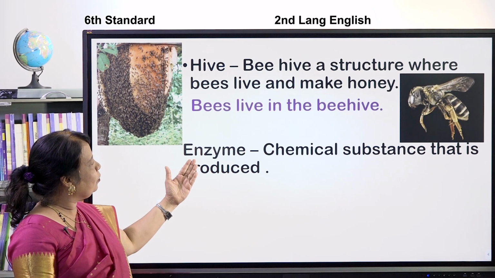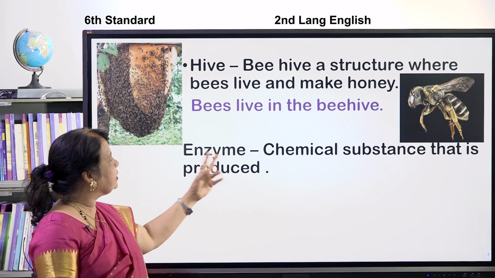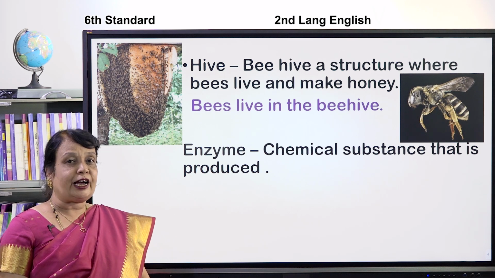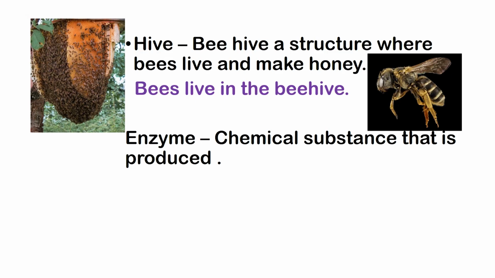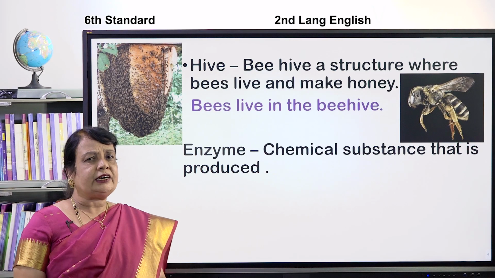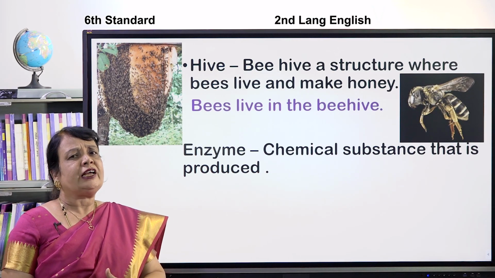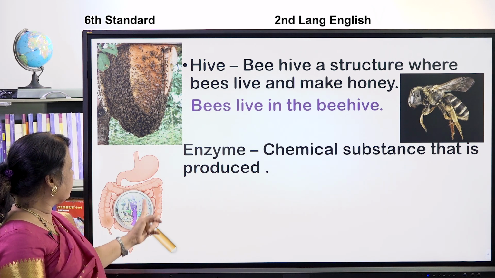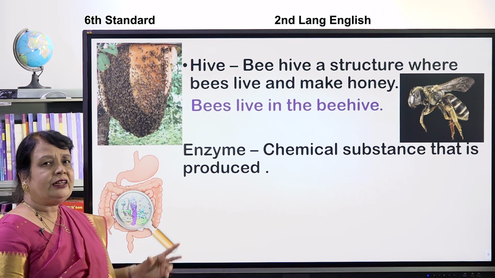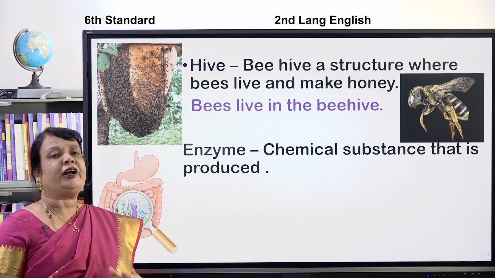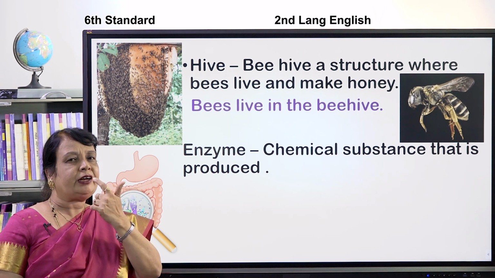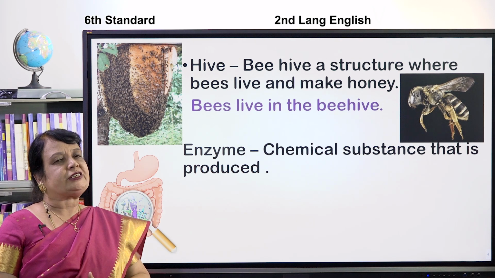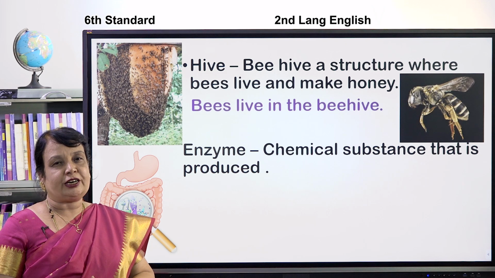Now I have one more word which is a new word for you. Enzyme. E-N-Z-Y-M-E. It is called as enzyme. Yes, children, chemical substance that is produced. Children, here enzyme is something which is produced in our stomach. Can you see, children? This is a picture of a stomach. Enzyme means some fluid is produced. For example, in our mouth also there is saliva which is produced and enzyme is something which is produced in the stomach to help for digestion.